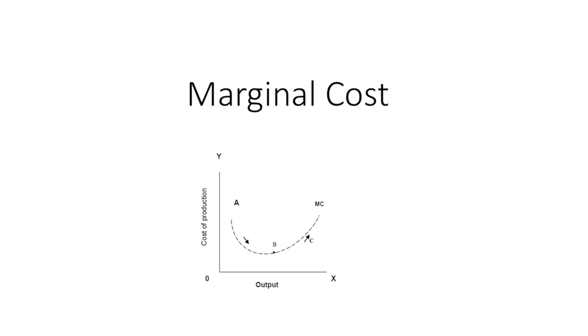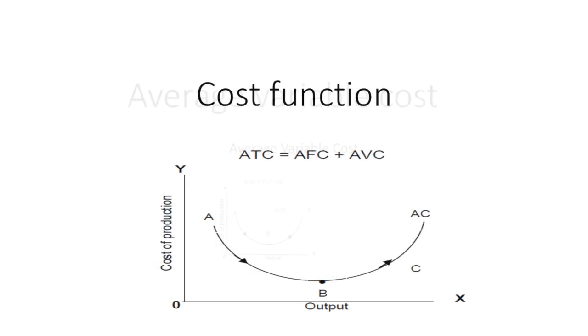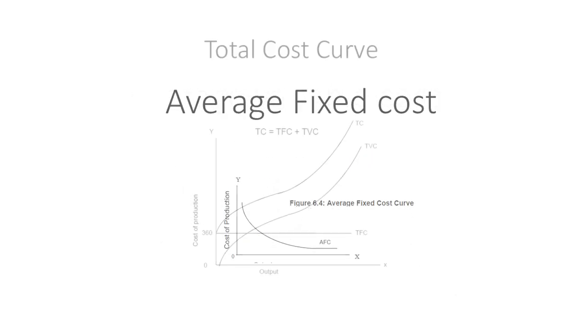It is obtained by calculating the change in total cost as a result of a change in total output. Also, MC is the rate at which the total cost changes with the output. So I can show you with the table diagram.